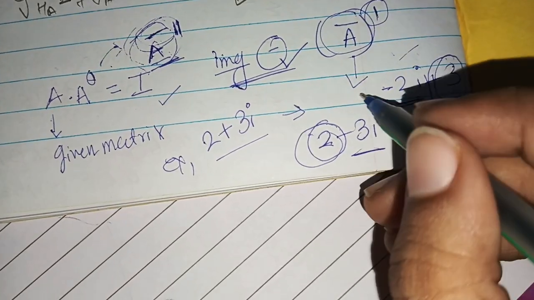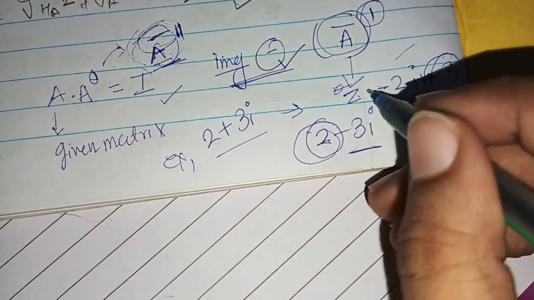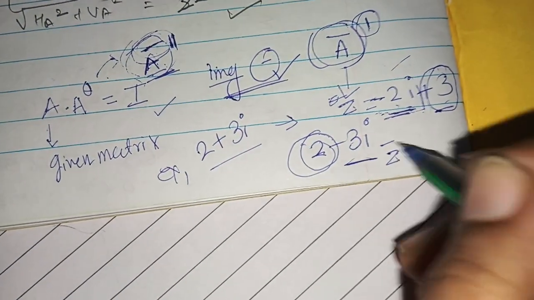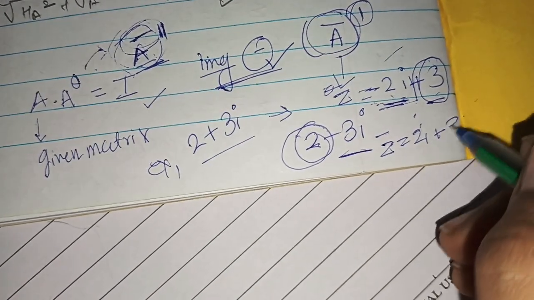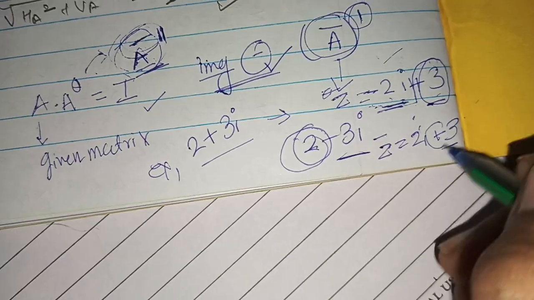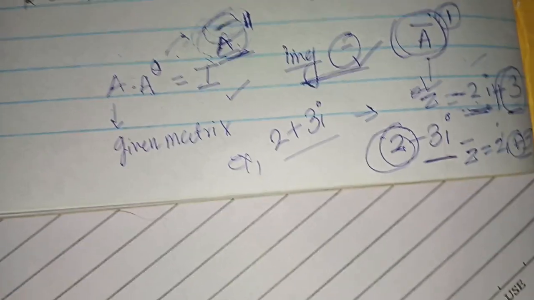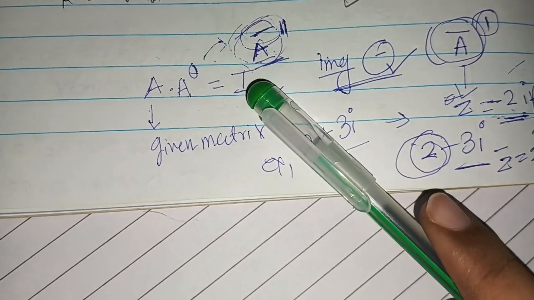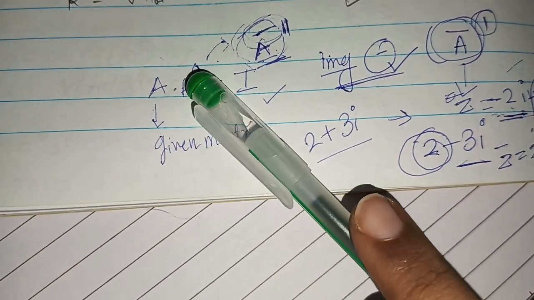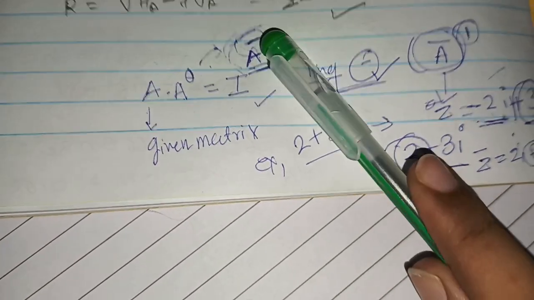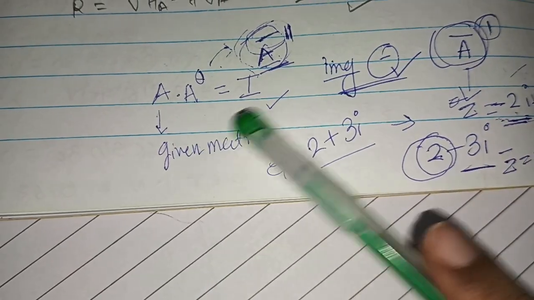Now suppose this is z. What is the conjugate of z? It is 2i plus 3. The real part sign would not be changed. So this is the concept of a unitary matrix. For any matrix to be unitary, it should be multiplied with its A raised to theta, meaning the conjugate of its transpose, and it should give you I.